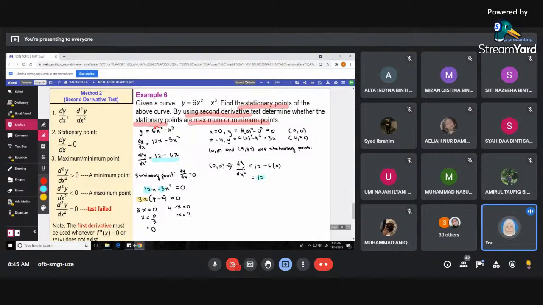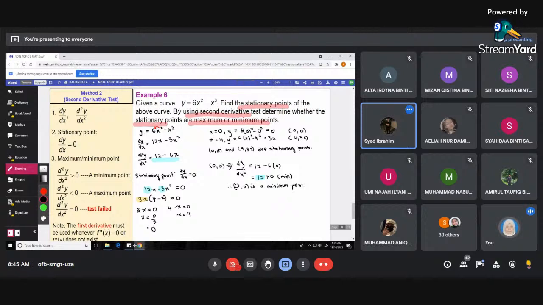Tengok 12 ni. Lebih besar ke, lebih kecil ke atau sama dengan kosong? Lebih besar. Kalau lebih besar apa maksud dia? Minimum point. Bagus. Sebab tu kita tulis (0, 0) is a minimum point. Ibrahim salin tak? Salin ada. Okay, bagus.